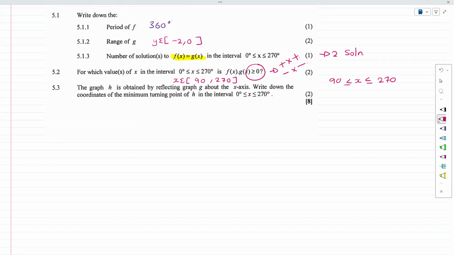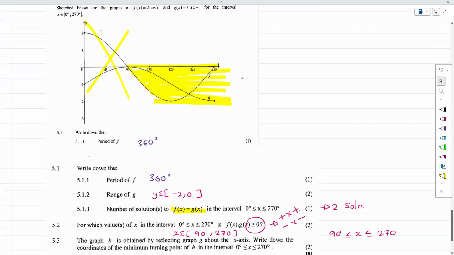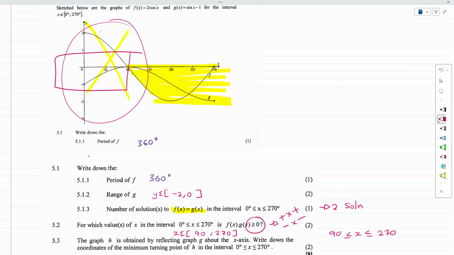If that was less than 0, then we would need positive and negative. So where you see the X, that would be my answer, between 90 and 0. But it's not.